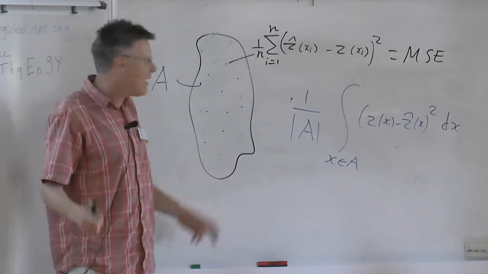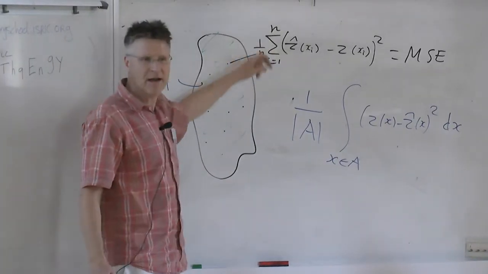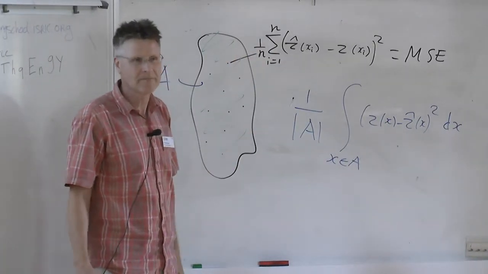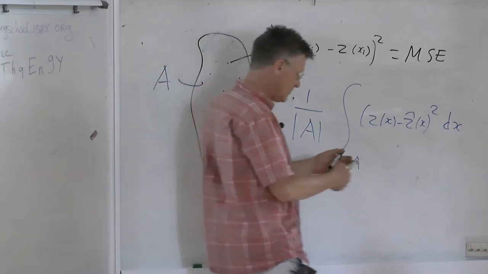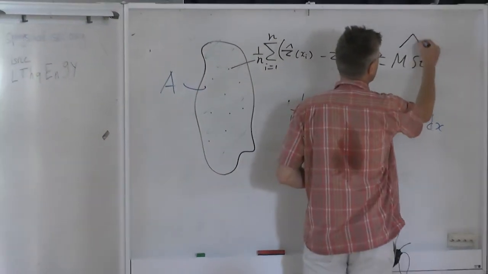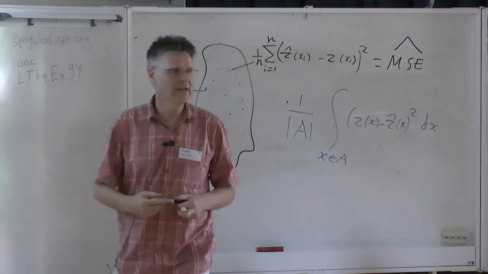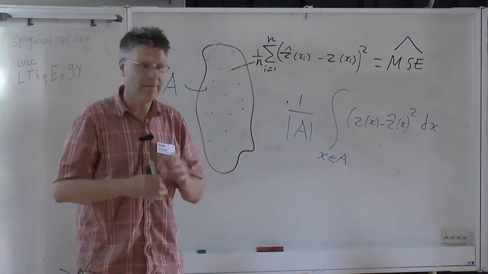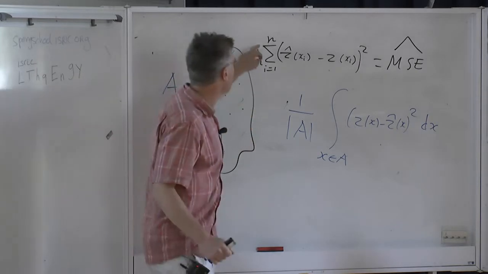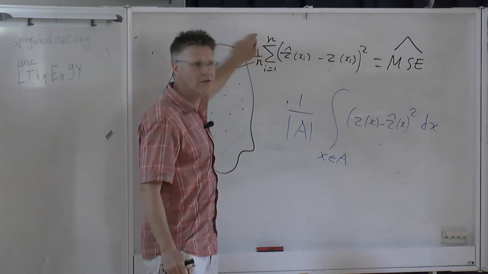But the only thing we have are those finite number of validation point locations. So what we compute here is basically only an estimate of the true mean squared error for the whole area. And we need to make sure that we have enough of those validation points.